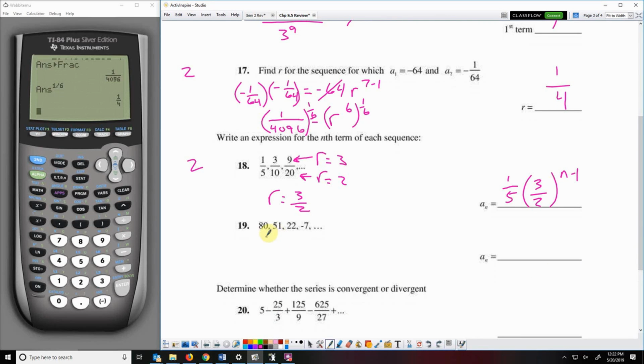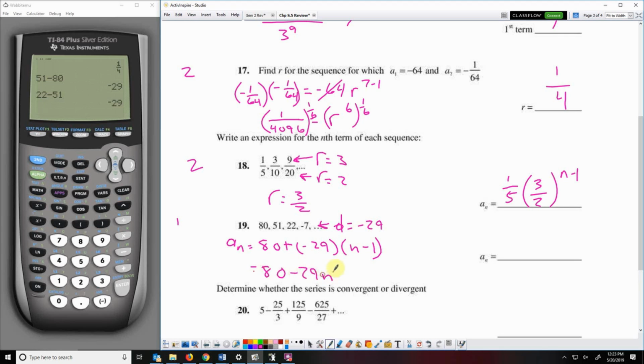Number 19 looks like subtracting 29. So let's check that out. 51 minus 80 is negative 29. 22 minus 51 is also negative 29. So there's a common difference of negative 29. So formula 1 for an arithmetic sequence: A sub n equals the first term plus common difference times n minus 1. So that's 80 plus negative 29n plus 29.